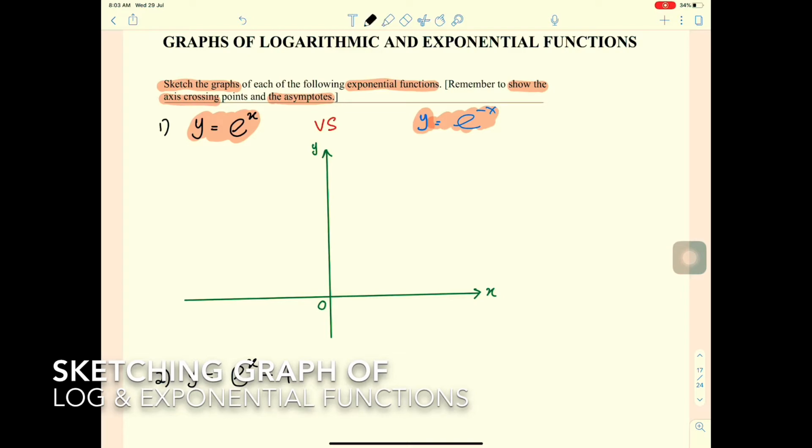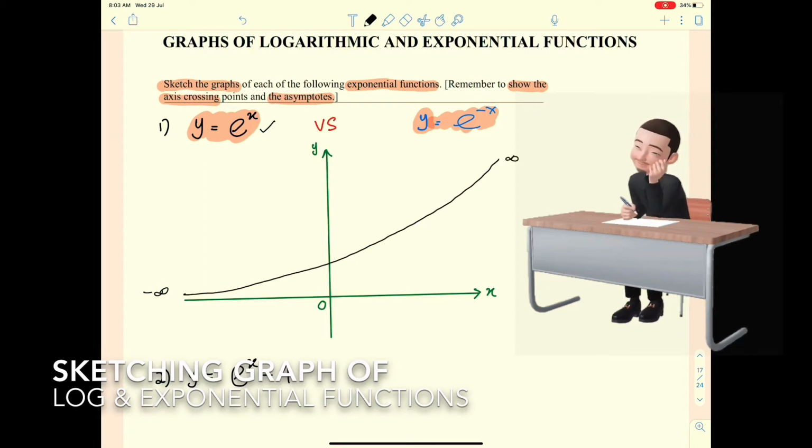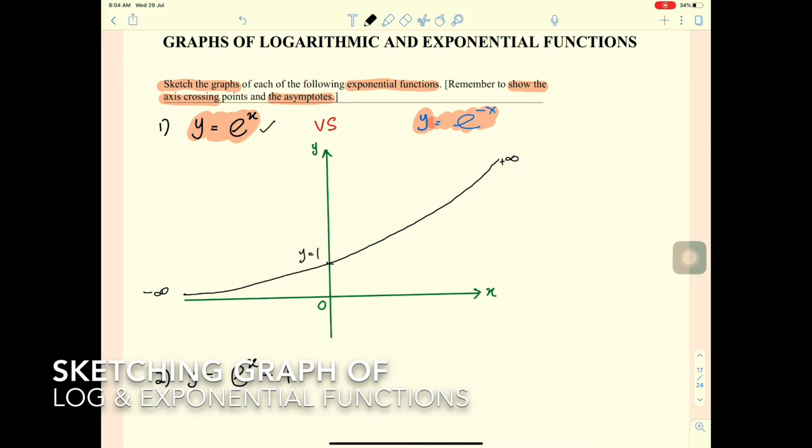The black line will show you this function, y equals e^x. It goes from negative infinity, crosses the y-axis, until positive infinity, which passes through y equals 1. And the x-axis is the asymptote of the graph.